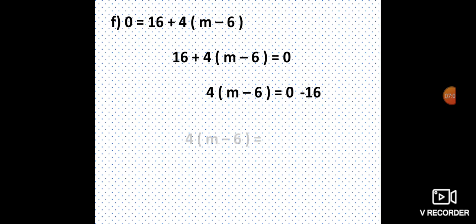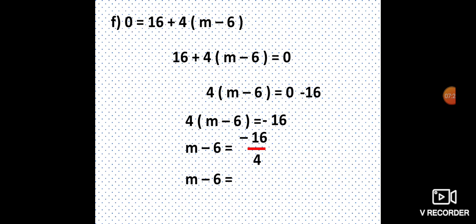Next step, 4 into (m minus 6) equal to minus 16. 4 into (m minus 6), multiplied by 4, becomes divided by 4. m minus 6 equal to minus 16 divided by 4. Then m minus 6 equal to minus 4. m equal to, minus 6 becomes plus 6. Minus 4 plus 6, that is m equal to 2.